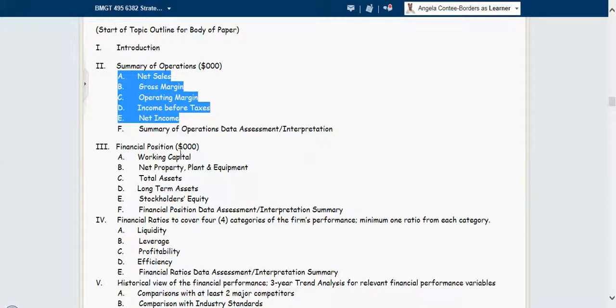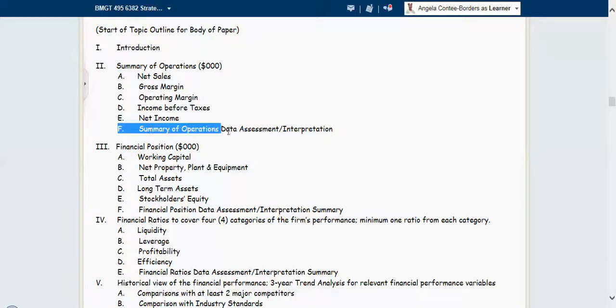Once you have these numbers, the section that says Summary of Operations Data Assessment and Interpretation means you need to interpret the actual numbers. You need to look at the data and say, what does that mean from a strategic perspective? Can they afford to move forward with some type of strategic plan? Are they in a position where they've lost money? And why did they lose money? What was the underlying reason for that? So this section, summary of operations, simply means look at the data and explain it.